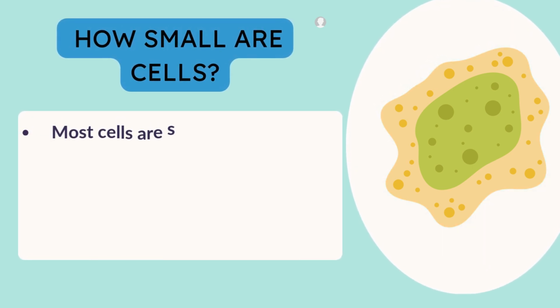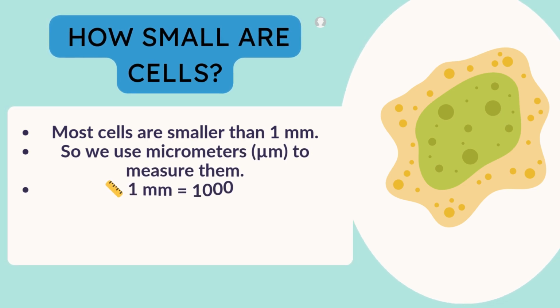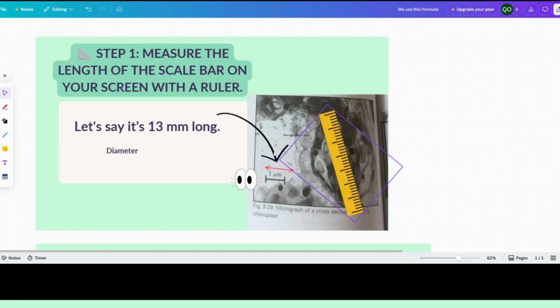So most cells that we encounter are very small. They are smaller than 1 millimeter, so we can't use the unit for millimeters because that would be confusing. So we use micrometers. Just look at how that unit looks, like a little U with an extra little line, to measure them. So when we convert, 1 millimeter is equal to 1,000 micrometers. A typical cell would be about 10 to 100 micrometers wide.